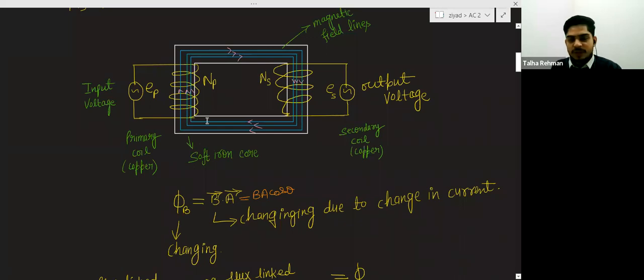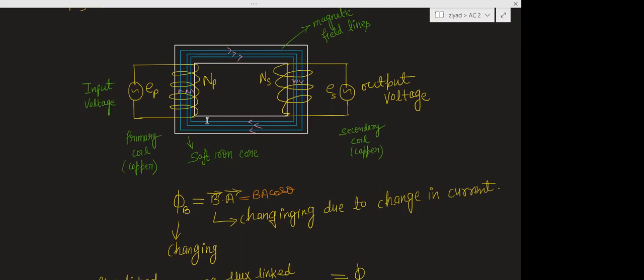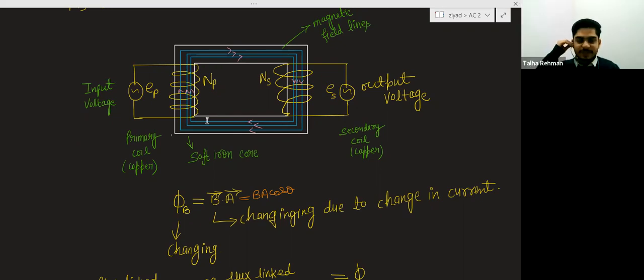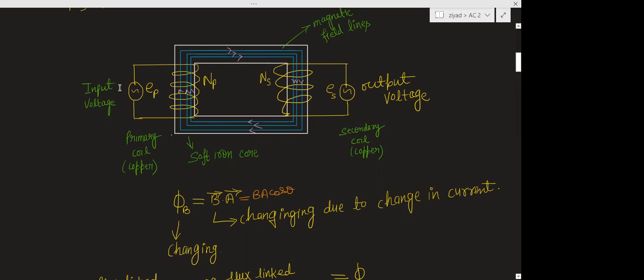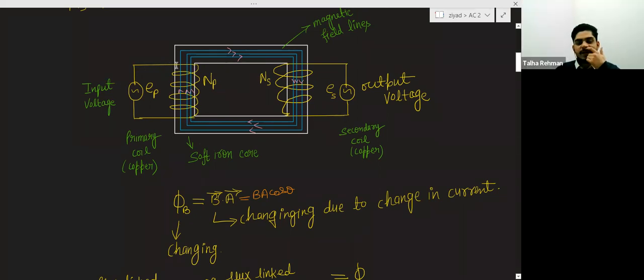I have told you that when there is an alternating current in a solenoid, the magnetic field changes. Why? Because the alternating current always changes with time. That is why it is known as alternating current: the current is changing with time. So due to that current, there will be a magnetic field.